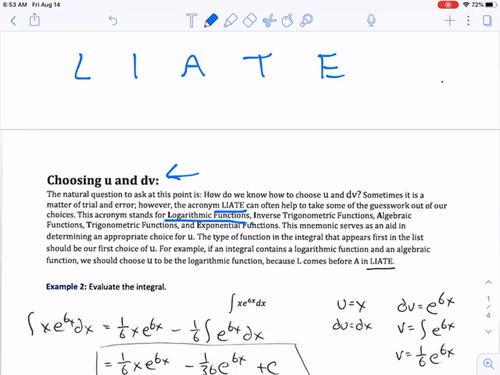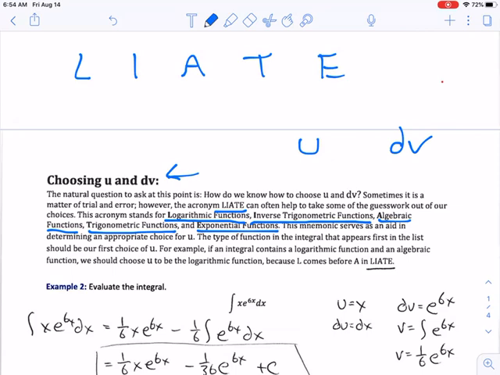I stands for inverse trigonometric functions, which we really haven't worked with too much in this class. Then A is algebraic functions. T is trigonometric functions. E are exponential functions. So when we select u and dv, we always put u to the left, dv to the right. That's the way I always do it, and the reason is that's the way it's written in the formula.